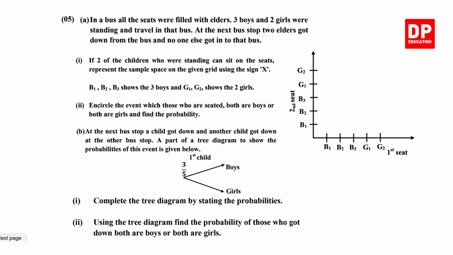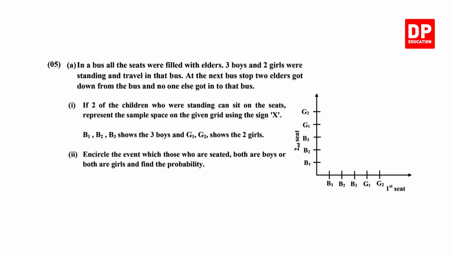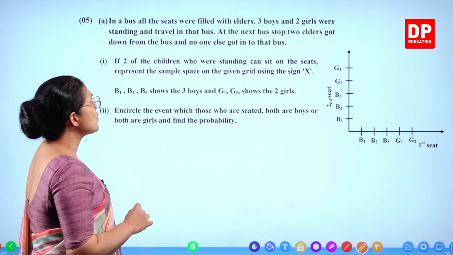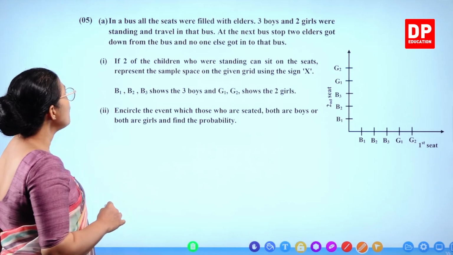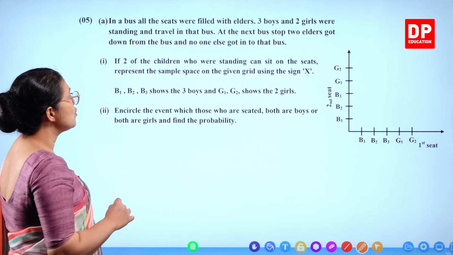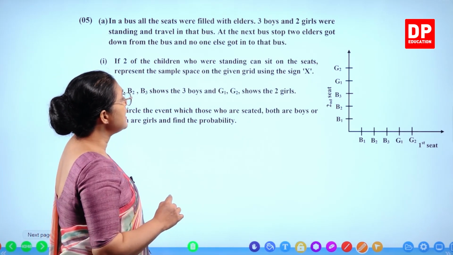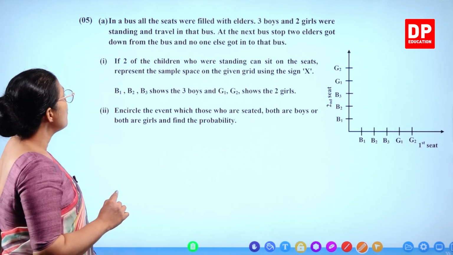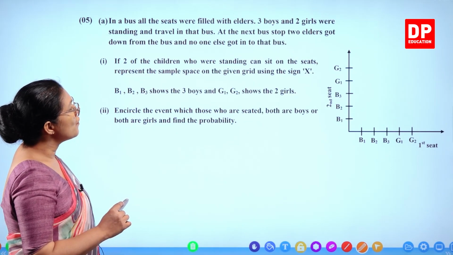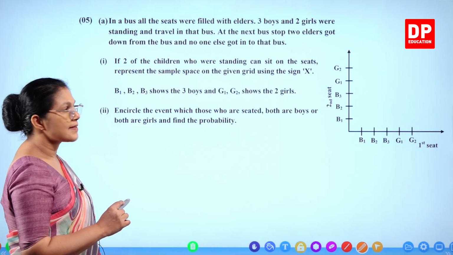Question number 5, it's about probability. In a bus, all the seats were filled with elders. 3 boys and 2 girls were standing and traveled in that bus. At the next bus stop, 2 elders got down from the bus and no one else got into that bus. If 2 of the children who were standing can sit on the seats, represent the sample space on the given grid using the sign X.